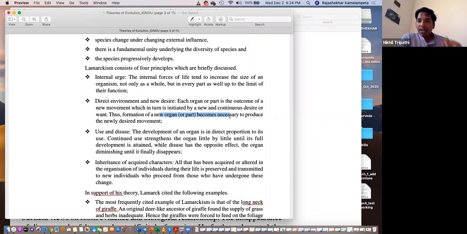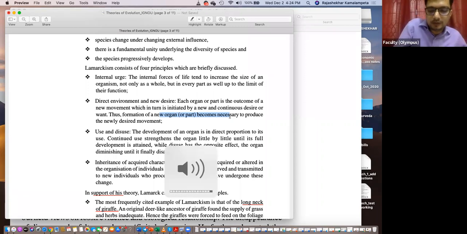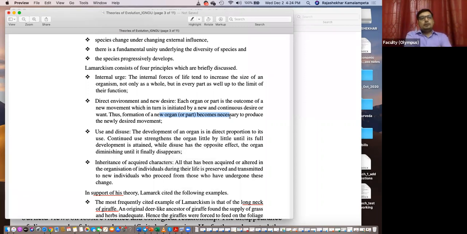Sir, can you explain the second point again, sir? Where is the role of the environment here? What is the role of the environment here? So in this case, it is the availability of food. The environment had eliminated most of the food that was easily available to the animals here. So what happened? Now they are left with just reaching the food that was on the top of the trees. So the need was created by the environment here.